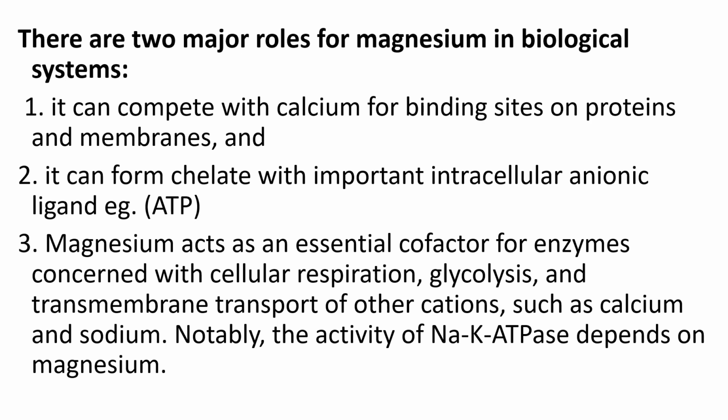Now magnesium acts as an essential cofactor for a number of enzymes, mainly those related to cellular respiration, that is oxidative phosphorylation, the enzymes of the glycolytic pathway, and the transmembrane transport of other cations such as calcium and sodium. The activity of sodium-potassium ATPase depends on magnesium. Now remember one thing: where there is ATP, magnesium will be a requirement of that enzyme or that process.